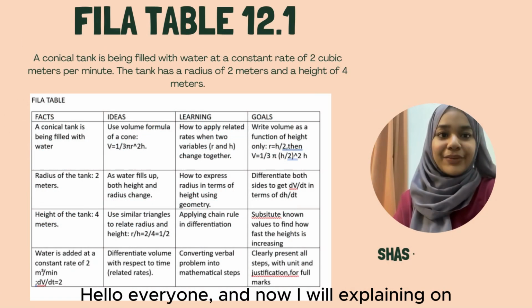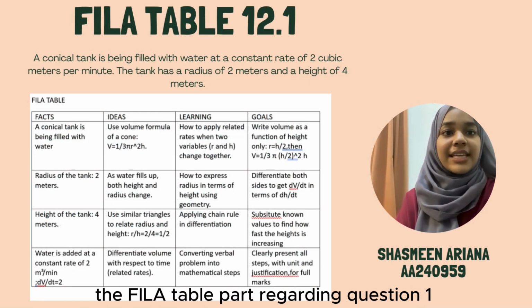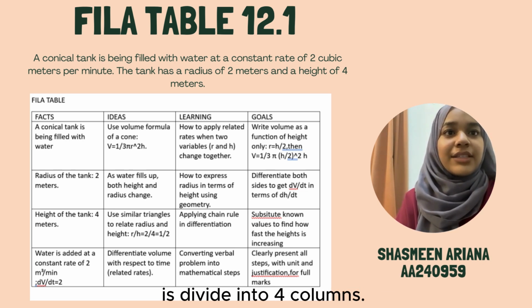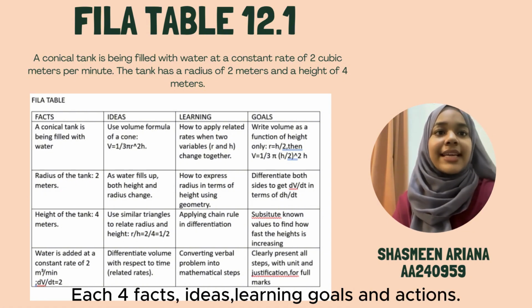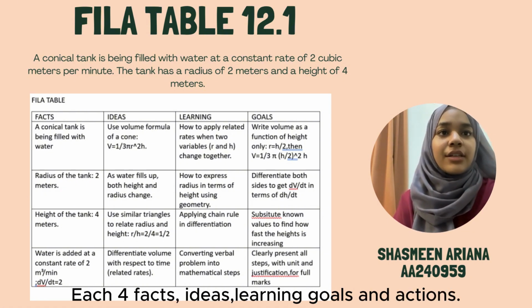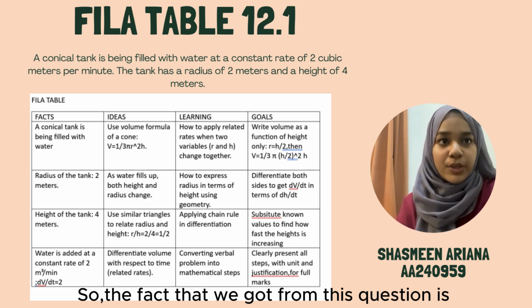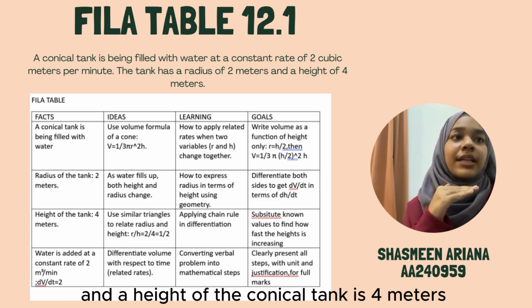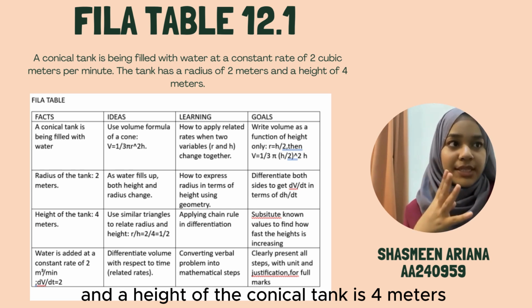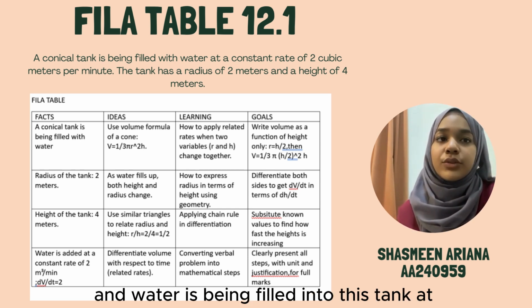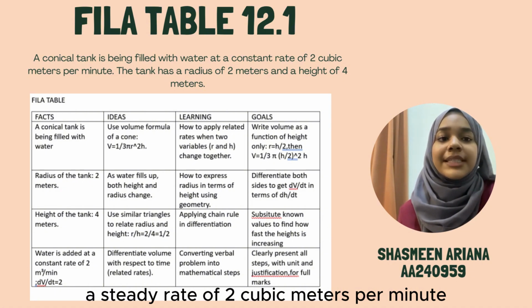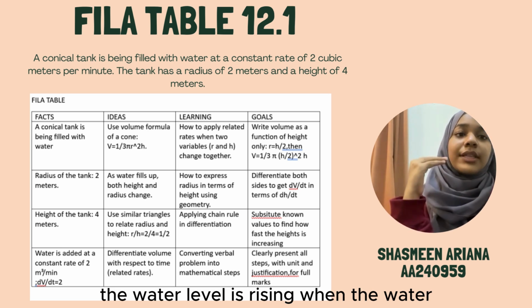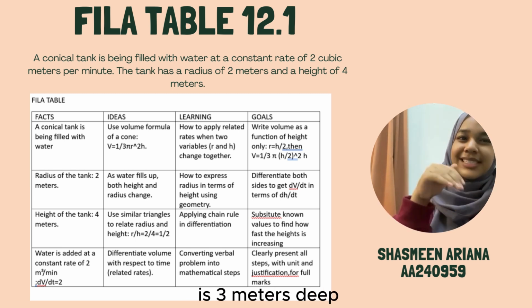Hello everyone, and now I will be explaining the Phyla table part regarding question 1. As you can see here, the Phyla table is divided into 4 columns, each for facts, ideas, learning goals, and actions. The fact that we got from this question is that the conical tank has a radius of 2 meters and a height of 4 meters, and water is being filled into this tank at a steady rate of 2 cubic meters per minute. We want to find out how fast the water level is rising when the water is 3 meters deep.